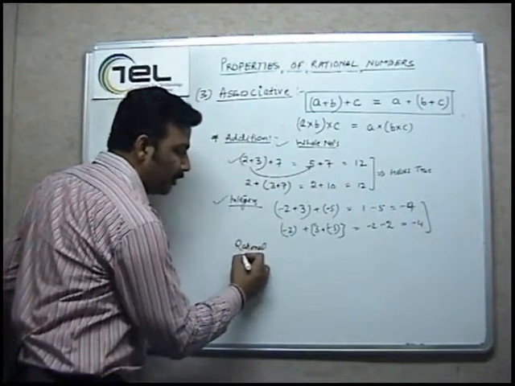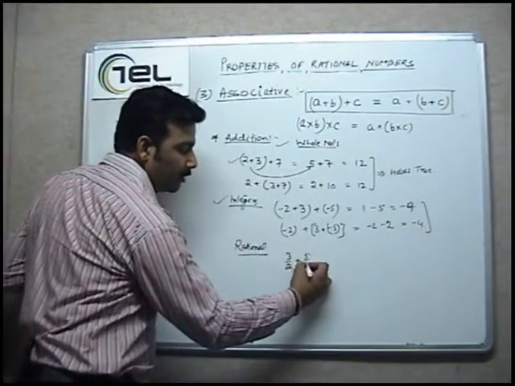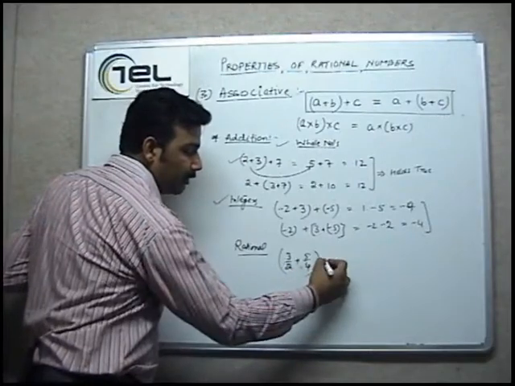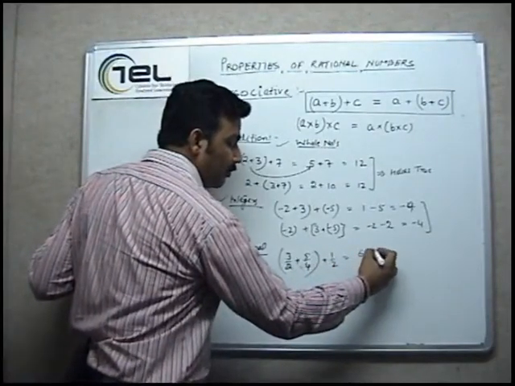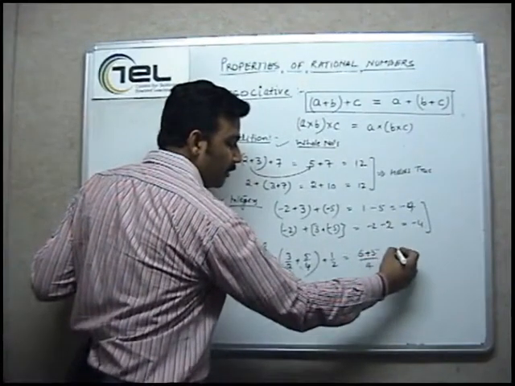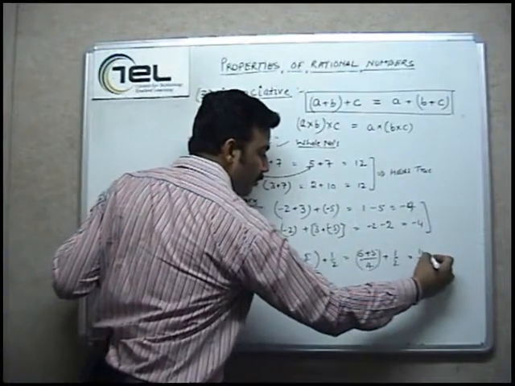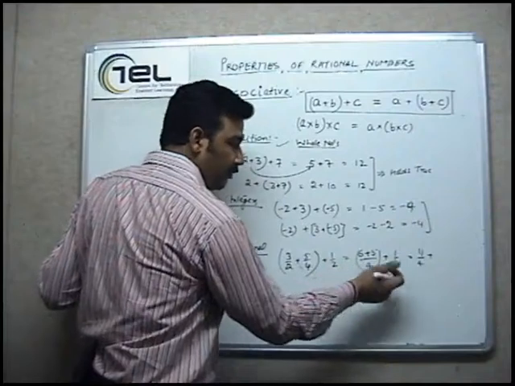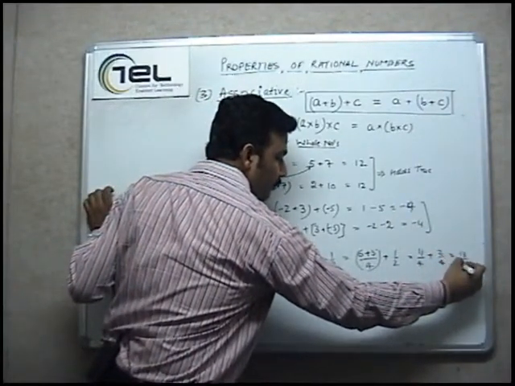In rational numbers also, 3 over 2 added with 5 over 4, and this is added with 1 over 2. It will give you 6 over 4 plus 5 over 4 plus 1 over 2, which gives 11 over 4 plus, with an equivalent fraction with the same denominator, 2 over 4, and it will be 13 over 4.